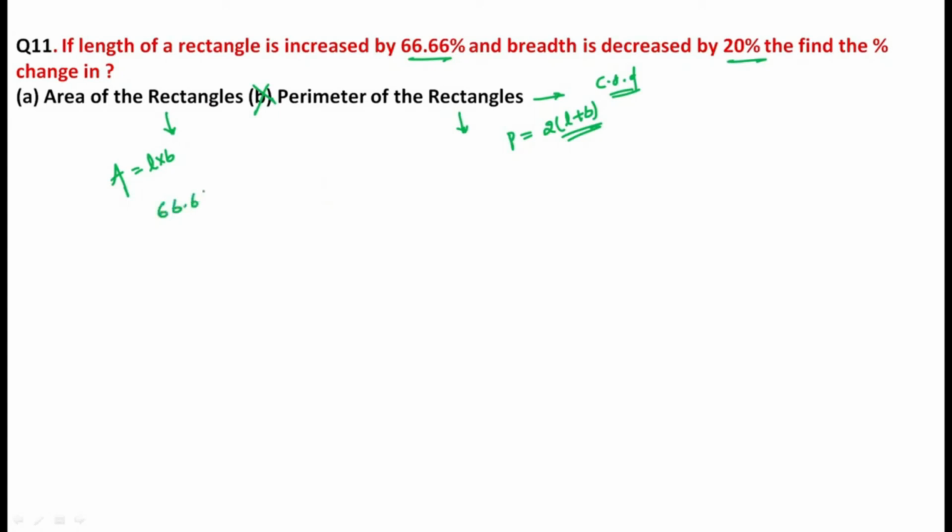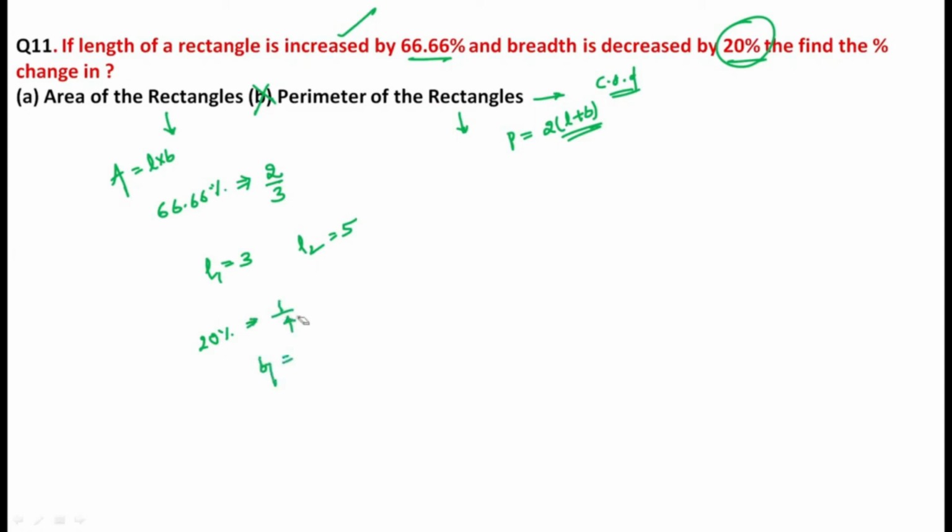Now guys, 66.66% the fraction becomes 2 by 3, meaning initially the length is 3 units. Now it increases. They clearly mention it increases by 2 units, so the length becomes 5. And the breadth decreases by 20%. 20% decrease means 20% is equal to 1 by 4.